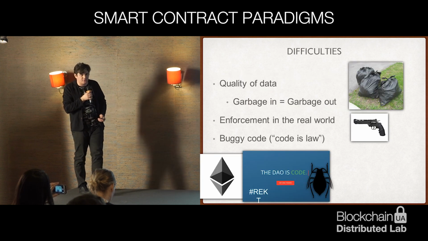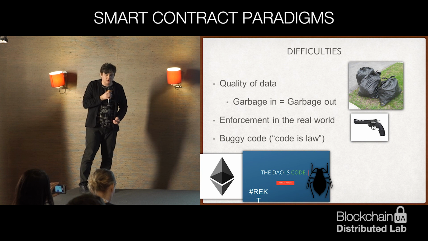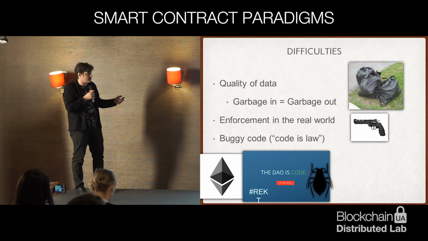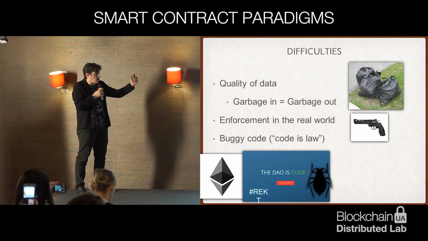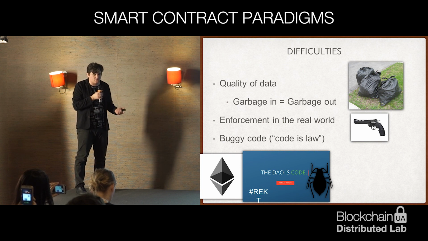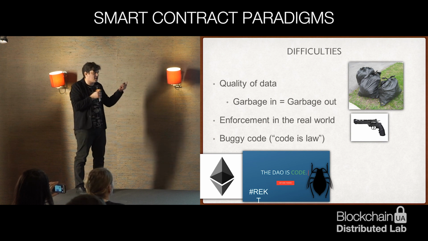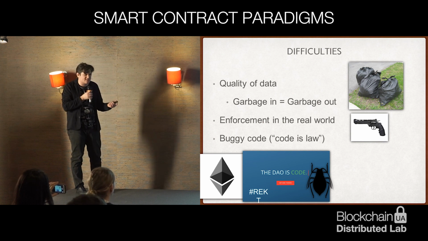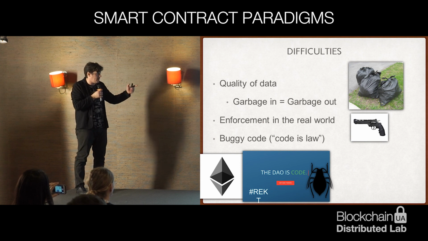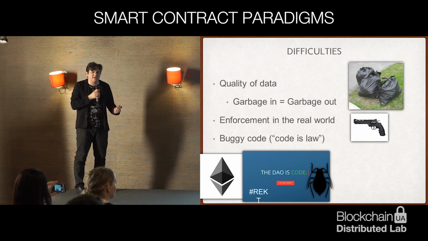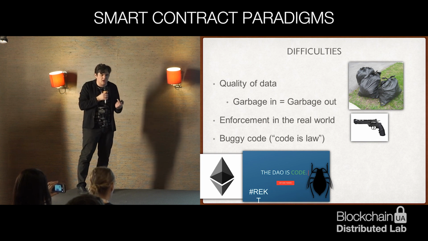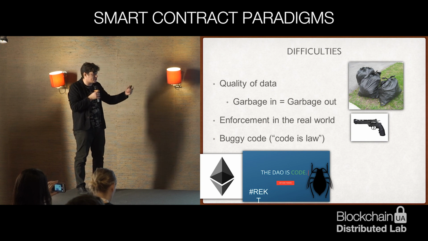Finally, a little bit about difficulties and limitations of the technology. We have basically three issues. First, quality of data. We have the principle of garbage in, garbage out. If the data is garbage, if the oracle is compromised, then the smart contract, even the smartest contract, makes no sense. Then we have enforcement in the real world, which is what I just mentioned. In many cases, if you cannot enforce a contract, then it makes no sense to do it.